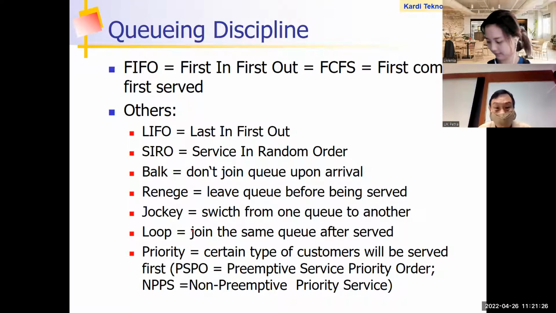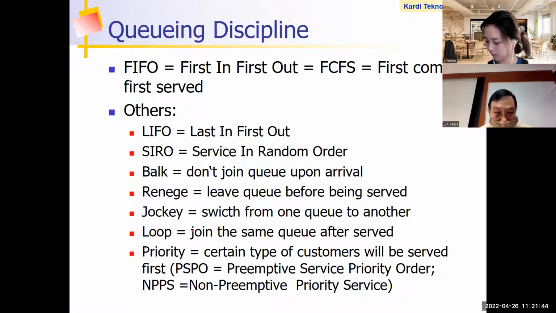Loop is joining the same queue after being served. So, for example, in a children's playground you have a slide. After you finish, you come back again. Or in Disneyland, probably you like that ride, so you will come back again.